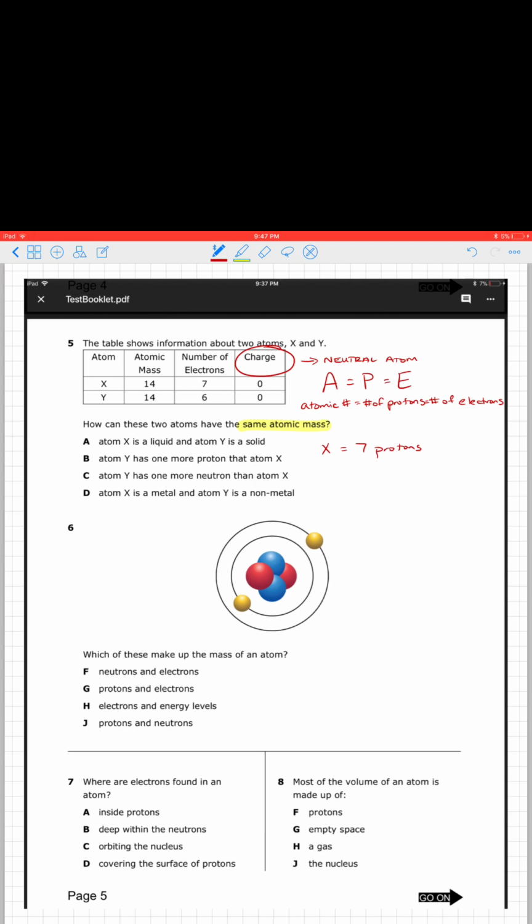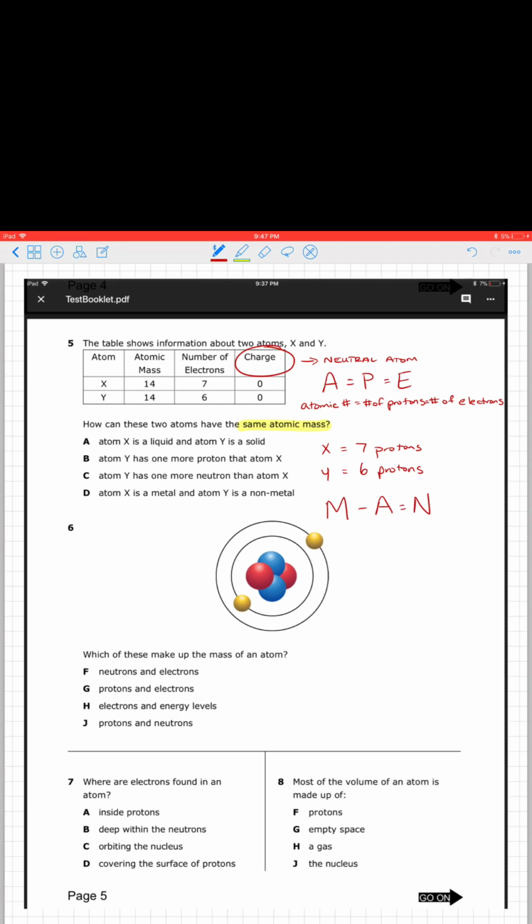So same thing for Y. If atom Y has 6 electrons, how many protons should it have? It should have 6 protons. So if we know how many protons it has, now we can use the second part of our acronym, MAN, to figure out how many neutrons it has.